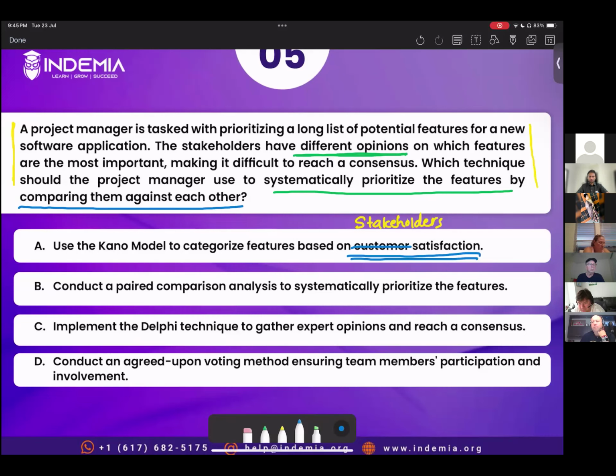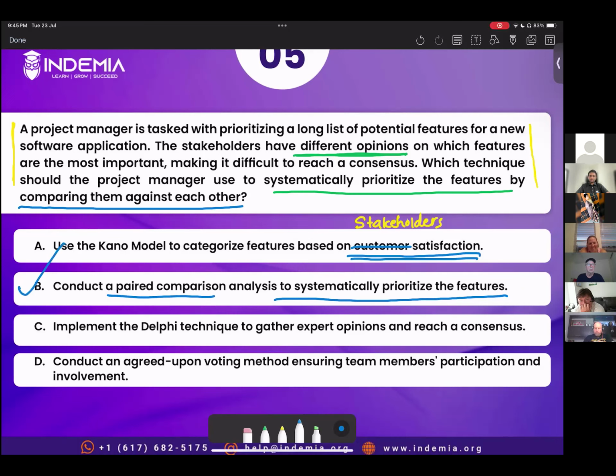Now let's read the options. Option A, use the Kano model to categorize features. In the Kano model, we do not compare features against each other, right? So there is no one-to-one comparison. Option D, conduct a paired comparison to analyze the features systematically. So this is the right answer.